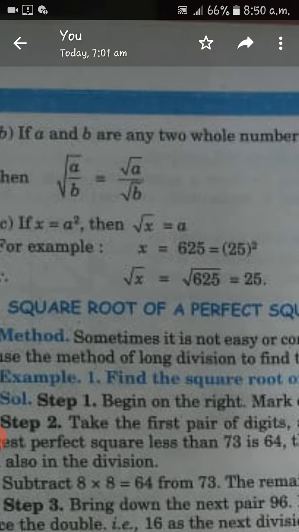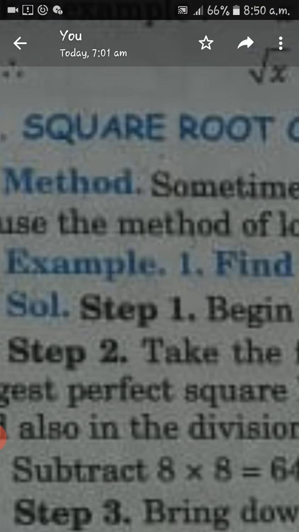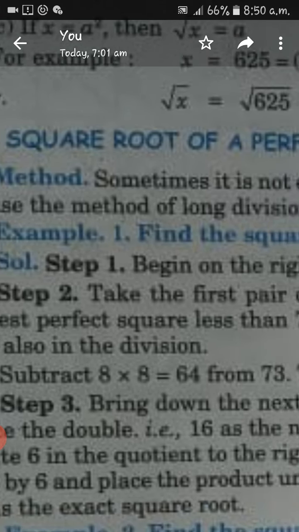If x is equal to a square, then root x is equal to a. For example, if x is equal to 625, you see here 625 is the square of 25. So we write root x is equal to root of 625, that is equal to 25. Now the next method is to find the square root of a number by the long division method.